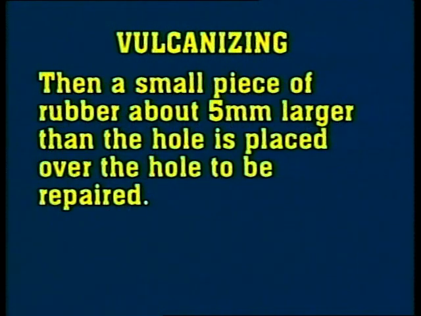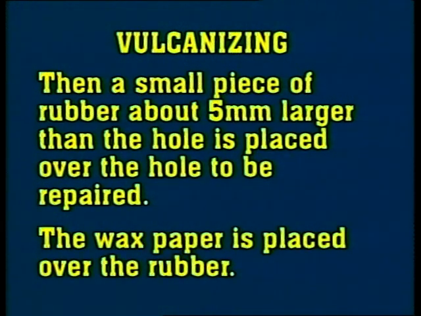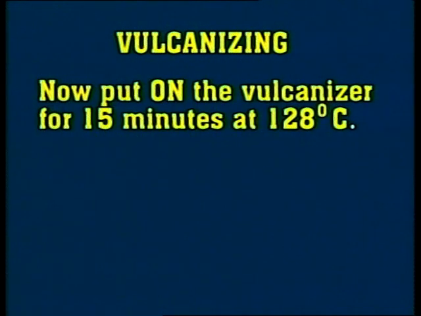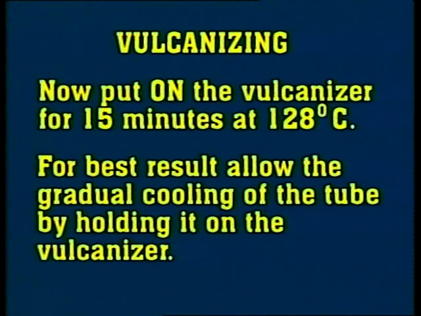A small piece of rubber about 5 mm larger than the hole is placed over the hole to be repaired. The wax paper is placed over the rubber. Now put it on the vulcanizer for 15 minutes at 128 degrees centigrade. For best results, allow gradual cooling of the tube by keeping it on the vulcanizer.